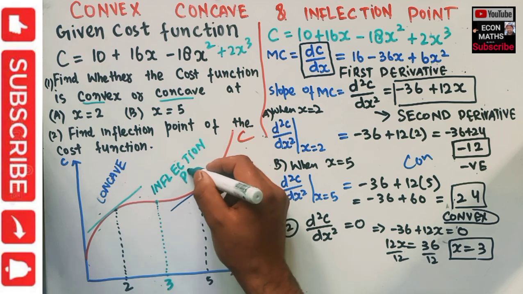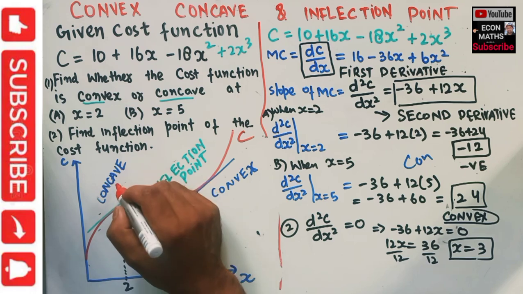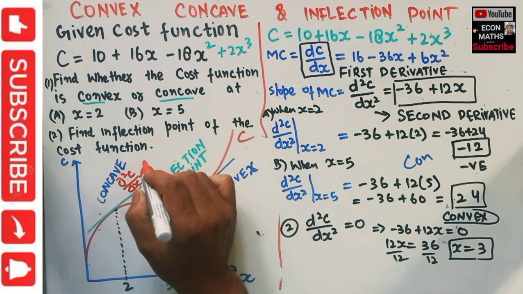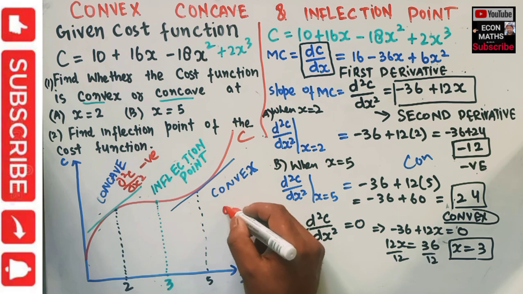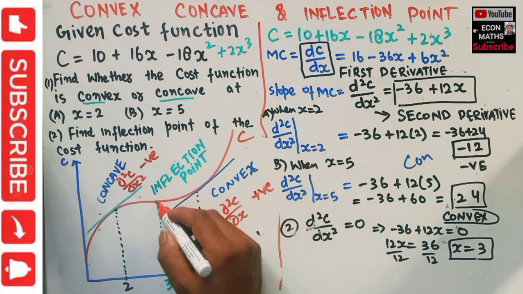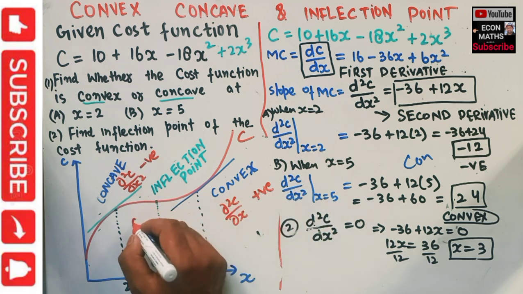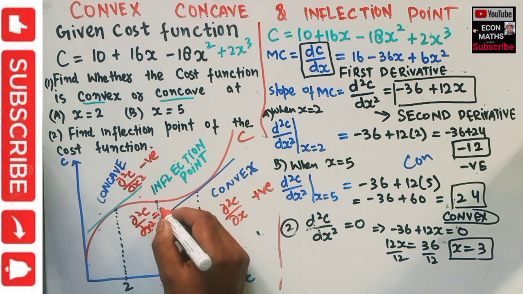Inflection point. At concave, let us denote the second derivative by d square c upon dx square; it should be negative. At convex, d square c upon dx square should be positive. And at the inflection point, d square c upon dx square is either equal to 0 or undefined.